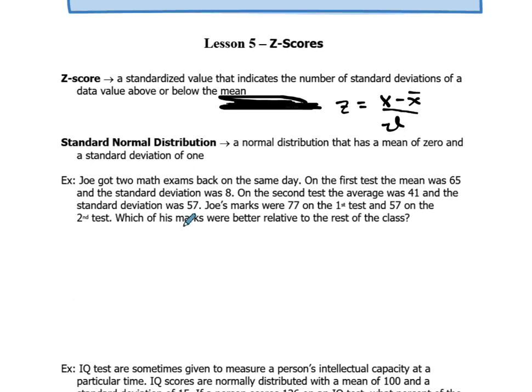So a standard normal distribution is a normal distribution that has a mean of 0 and a standard deviation of 1. So let's take a look at an example.